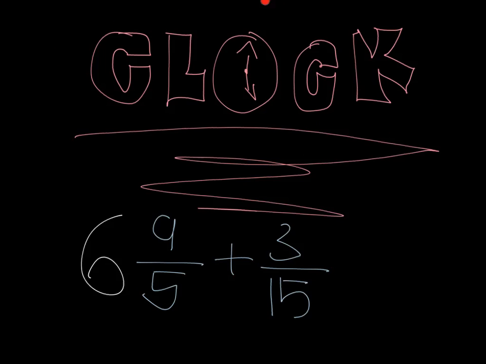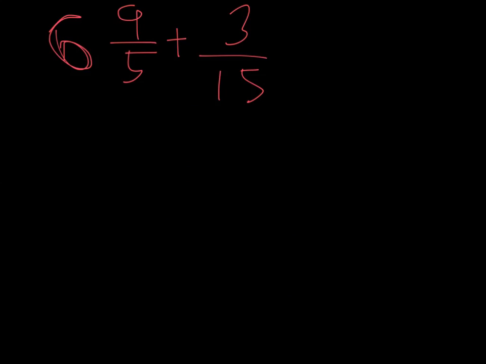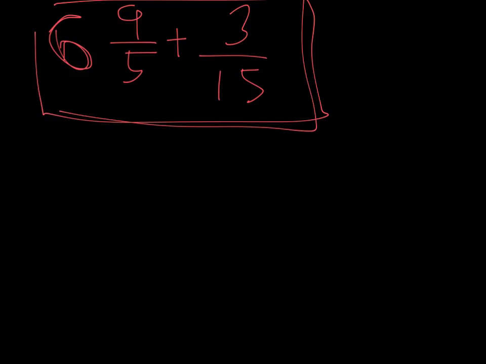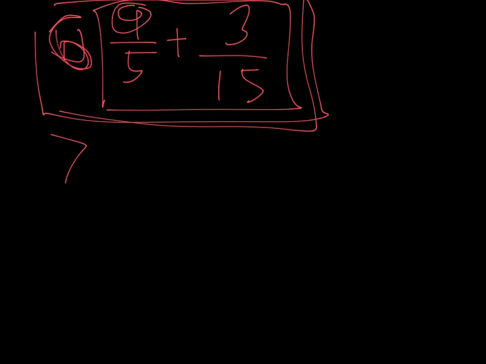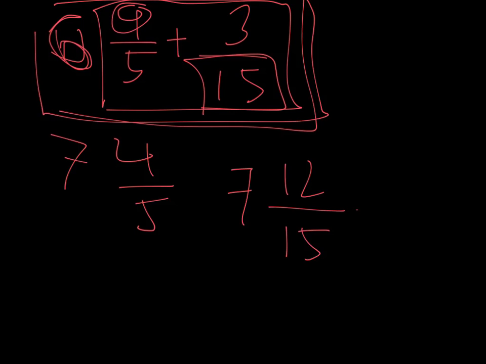So now we're moving on to the clock strategy. I'm just going to use the same problem as before. So let's see how you do it. Now, when I have this fraction, I'm going to do the same as I did before, because I cannot do a clock strategy with these numbers. So I would just have to convert it into a whole number, so 7 and 4/5, but I have to convert it to the same denominator, so it would be 7 and 12/15 plus 3/15.